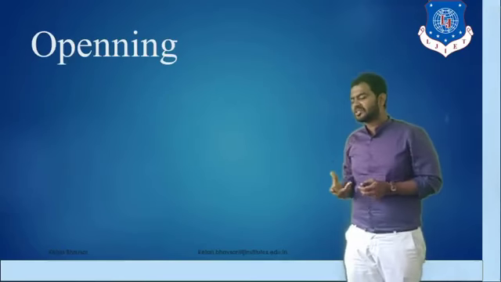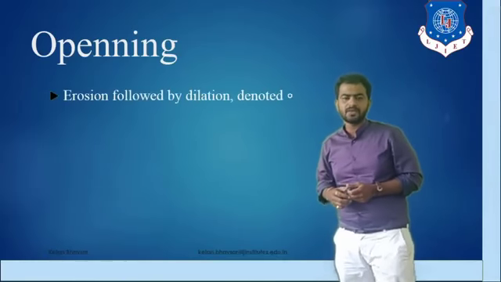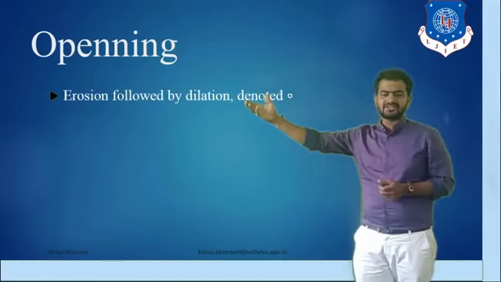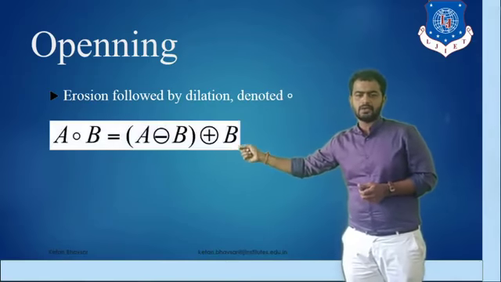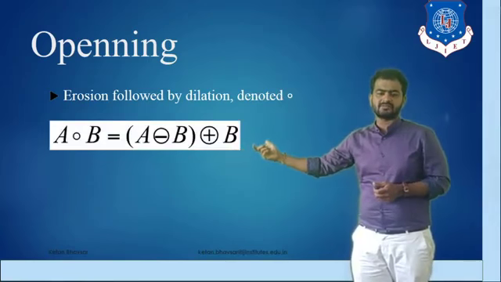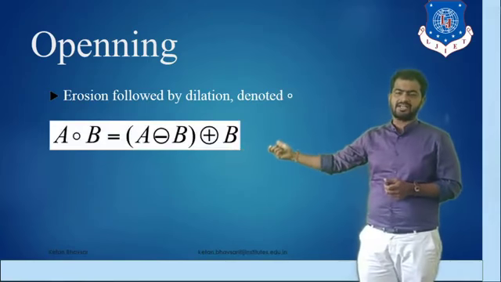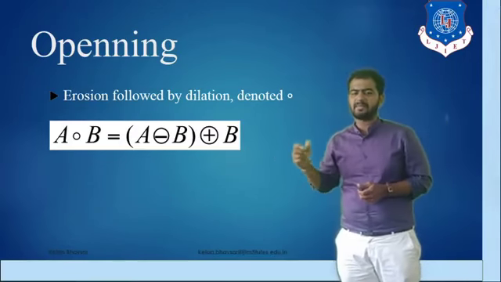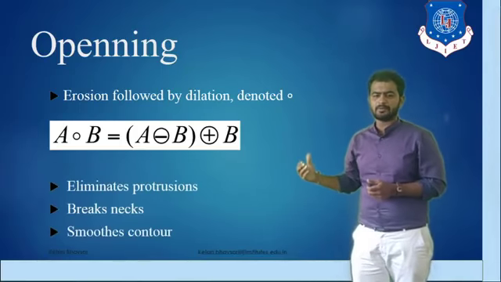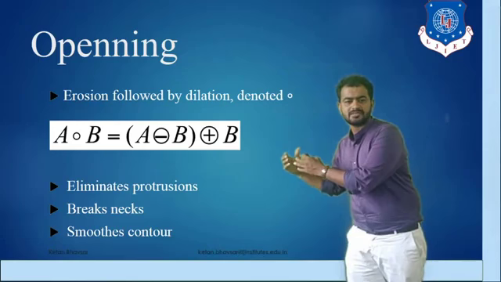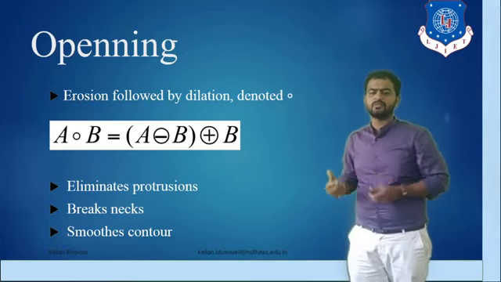Now we are talking about the next operators, opening and closing. In terms of opening, erosion followed by dilation is denoted by A circle B, equal to the erosion of A by B followed by the dilation with B. It is the mathematical term for opening. So it is eliminating protrusions, breaking necks and smoothing the contours.